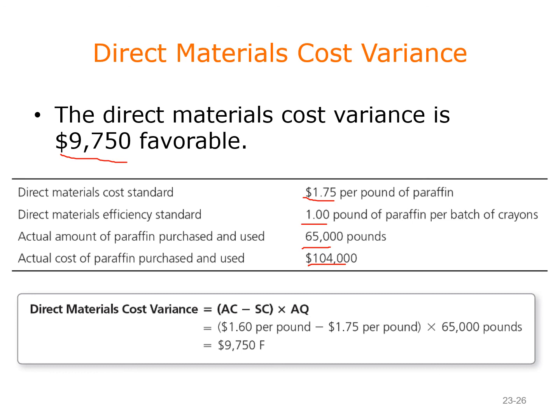From where did I get it? Actually, he is saying that we have an actual amount of 65,000, and it cost me 104,000. I will divide the 104 over the 65 to get the 1.6, minus the expected, the standard 1.75, multiplied by the actual quantity, which is 65,000. So it is 9,750 favorable. Why favorable? Because the actual cost is less than the expected cost.